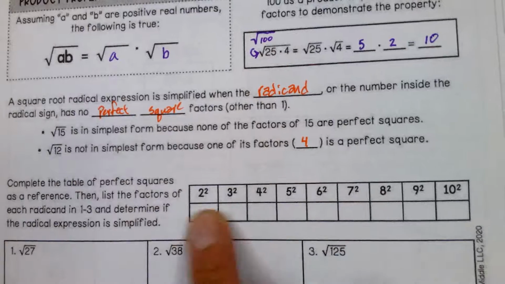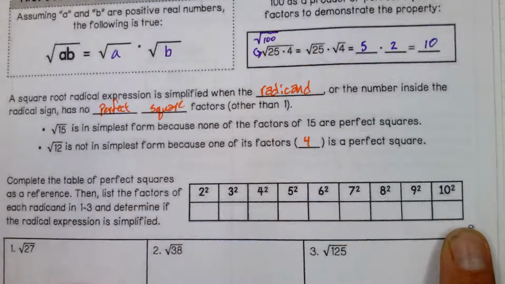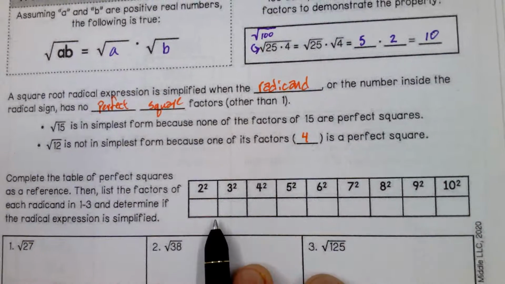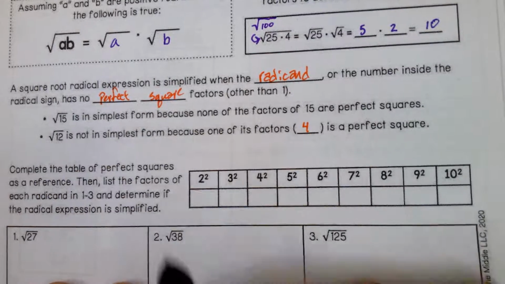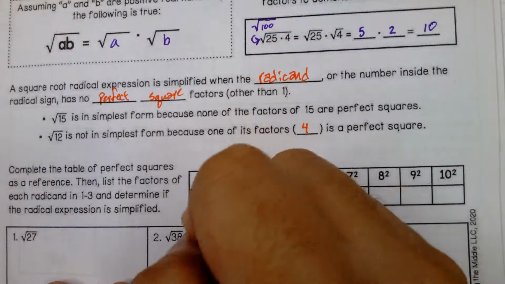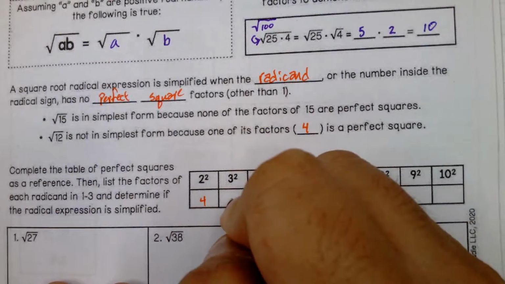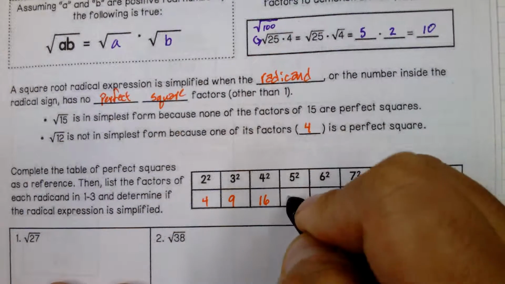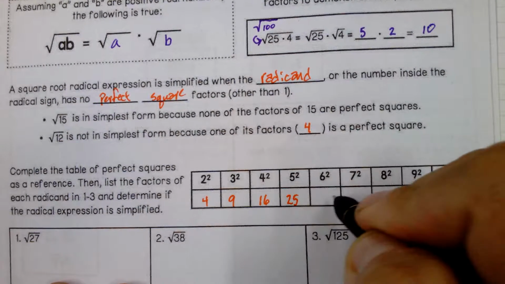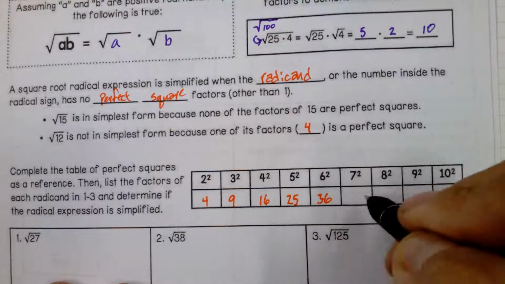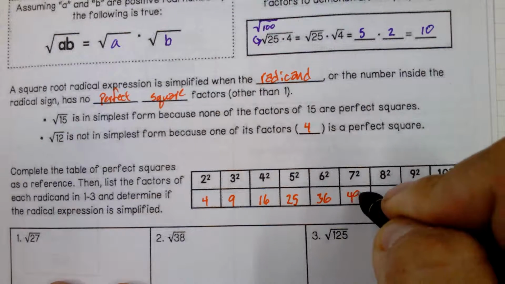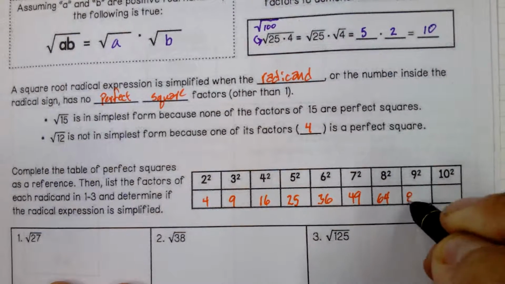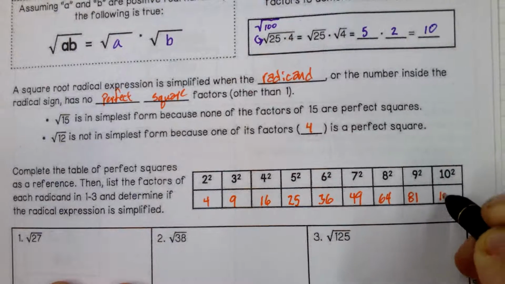So let's complete this list of perfect square numbers so that we can see how this is going to work. So let's just write the answer. 2 squared, 4. 3 squared, 9. 16, 25, 36, etc. And just 64, 81, 100.